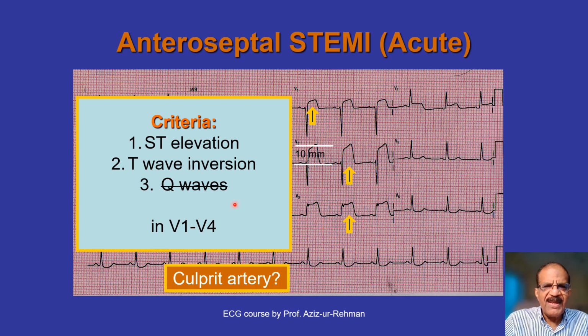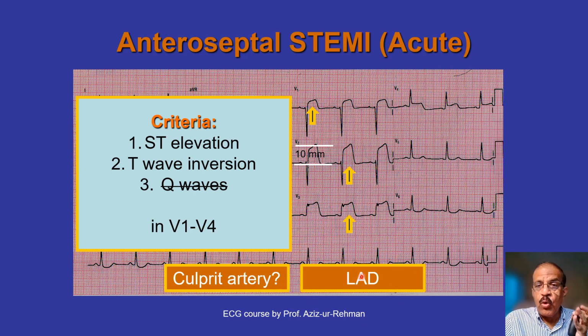Culprit artery. If you recall your knowledge of anatomy, which artery supplies the anterior surface of the left ventricle? It is the left anterior descending artery. So from this distribution of changes, you can judge that the left anterior descending artery is affected. Normally, you would expect this finding only from angiography, but from a good clinical approach, you have made the diagnosis of arterial involvement in acute myocardial infarction.